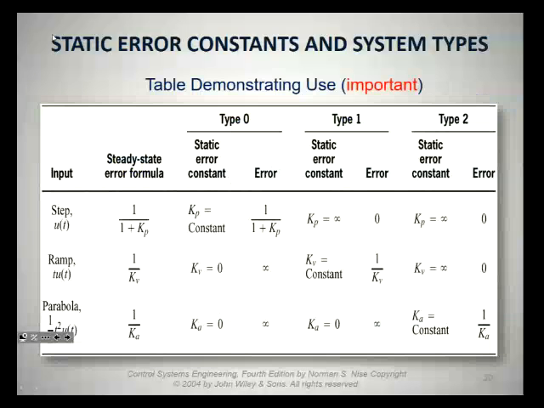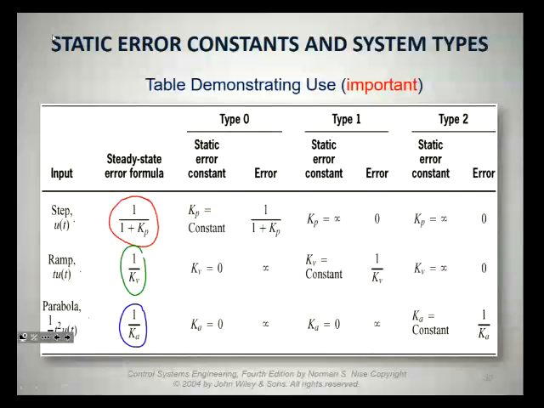So as it turns out, you can have this sort of table where, okay, for your 3 different inputs, step, ramp, parabola, the actual steady-state error can be calculated from those constants. Okay? So the way to calculate the steady-state error for a step is always to use this 1 over 1 plus the position constant. And the other 2 are a wee bit easier. The way to calculate steady-state error for a ramp is 1 over the velocity constant. And the way to calculate the steady-state error for a parabola is 1 over the acceleration constant.